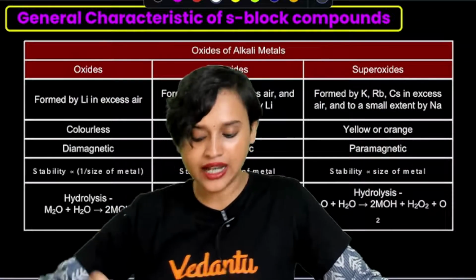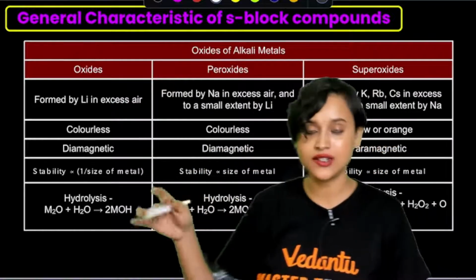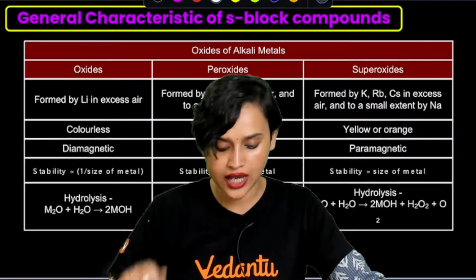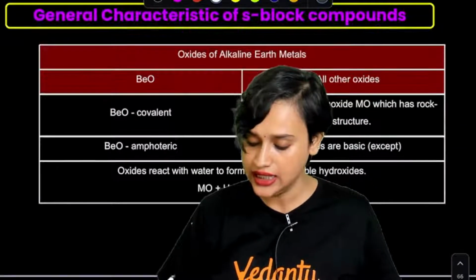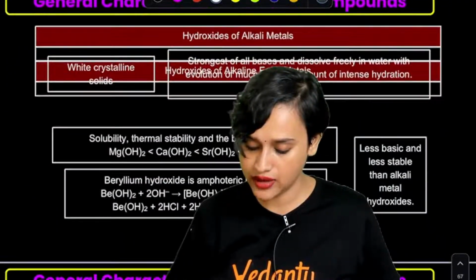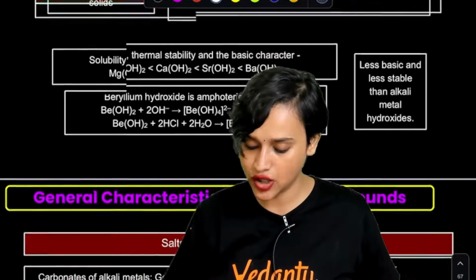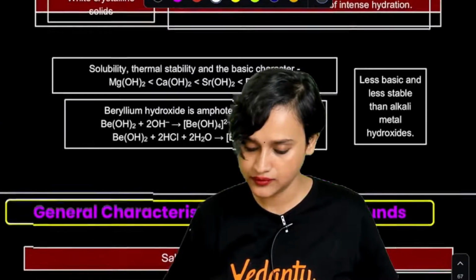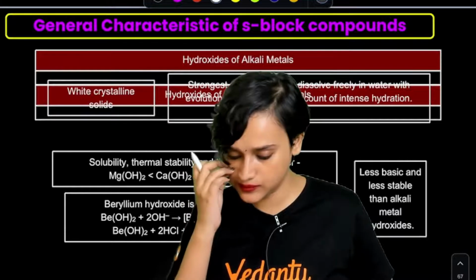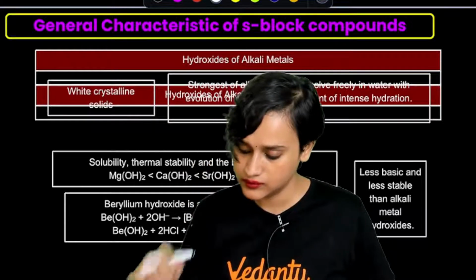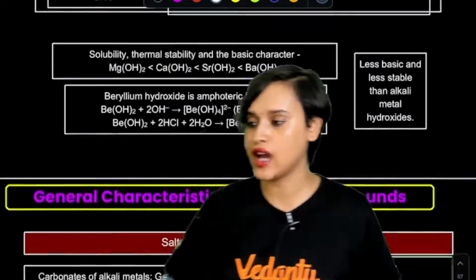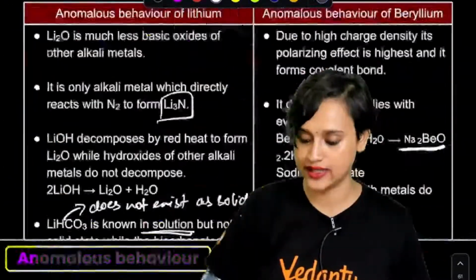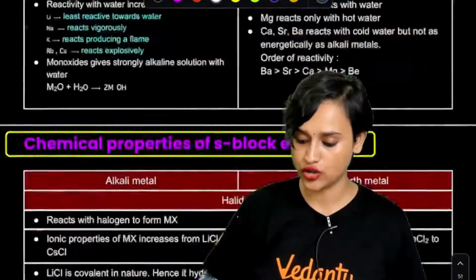Is this clear? Then comes the oxide, peroxide, and superoxide. That also I have explained to you. Hydrolysis of oxides is done. Right, everybody, this is all done, guys. This is also done. So, oxo acids, yes. Now let's learn about oxo acids. Let's do oxo acids.